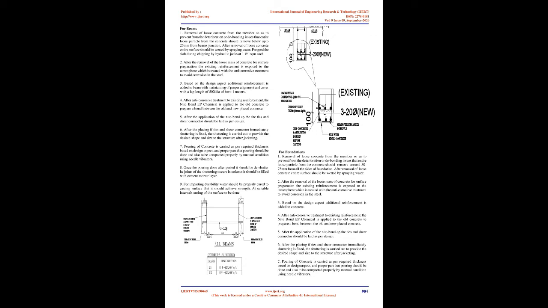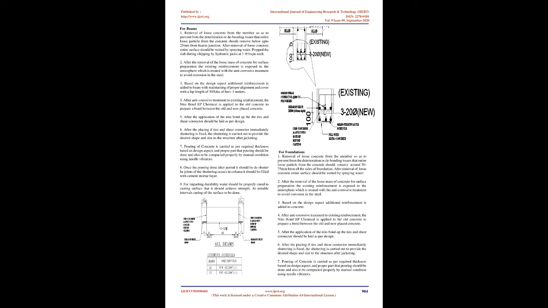1. Removal of loose concrete from the member so as to prevent deterioration or debonding issues. All the loose particles from the concrete should be removed around 25 to 50 mm from all sides of the columns. After removal of loose concrete, the entire surface should be wetted by spraying water. Prop the slab during chipping by hydraulic jacks at 1 SQM each.